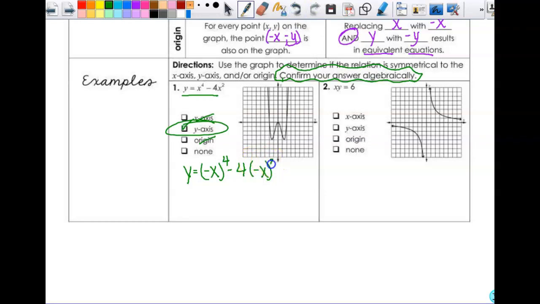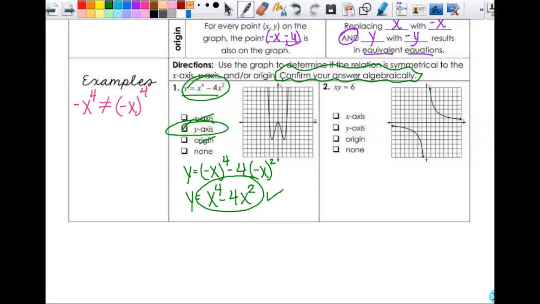Little side note here. I want to remind you that negative x to the 4th is not the same as negative x to the 4th. Those mean two totally different things. This means I take x to the 4th and then my answer is negative. This means I take the negative x to the 4th. This is actually going to give me a positive x to the 4th. So that means here I get y equals x to the 4th minus 4 times x squared. Then I look at these two. This is equivalent to this. And so there is my proof.